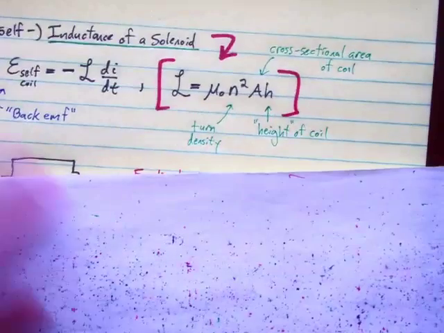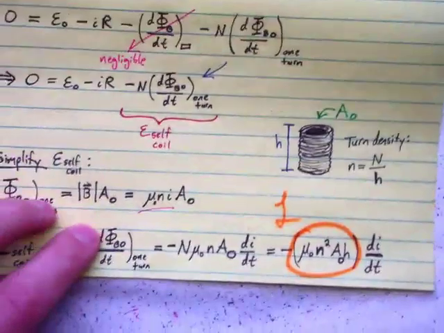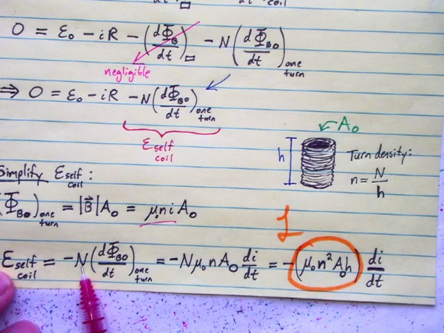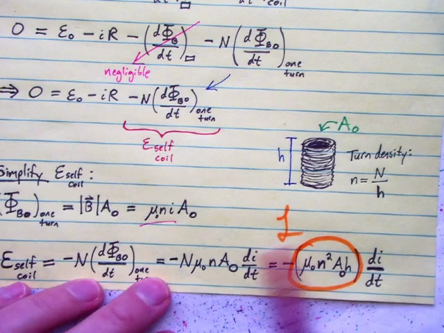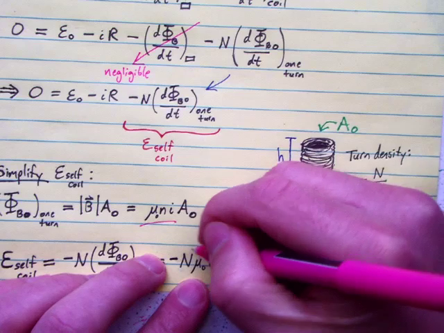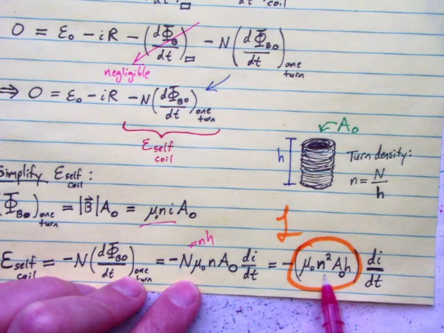Did we see where that n squared came from? Let me make sure I hit on that. This was capital N from the number of turns multiplying this rate of change of flux. But capital N is little n times H. There we go. So replace this capital N with the turn density times H to get this expression here, our final expression.